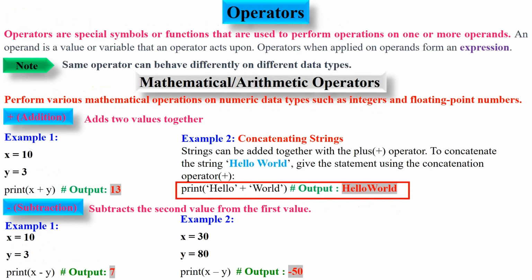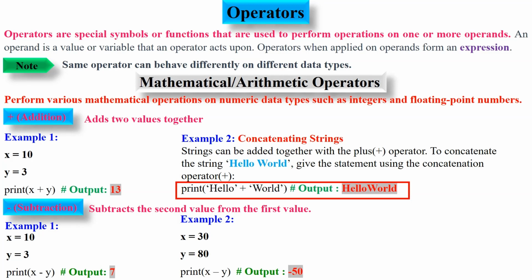In Python, operators are special symbols or functions that are used to perform operations on one or more operands. An operand is a value or variable that an operator acts upon. Operators, when applied on operands, form an expression. The same operator can behave differently on different data types. Here are some examples of commonly used operators in Python.